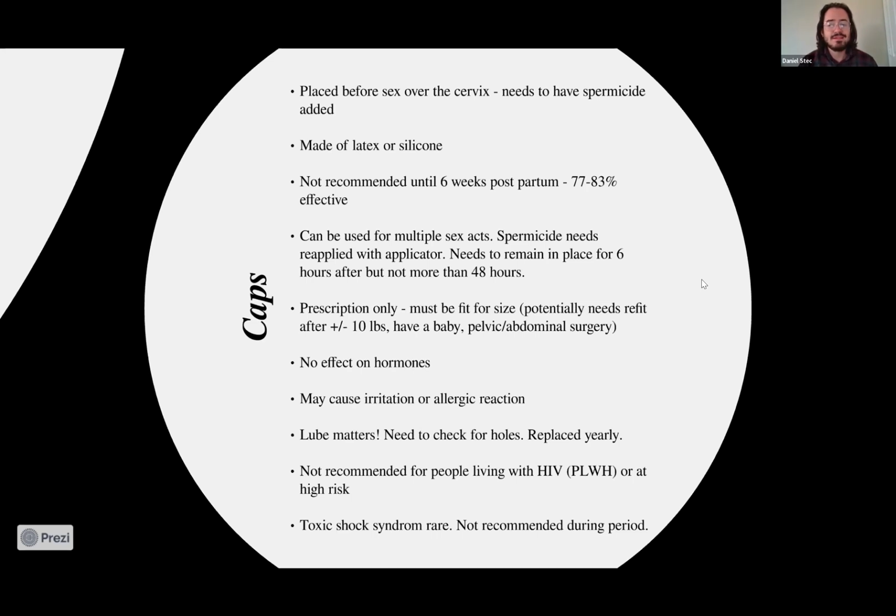Because of the size of it, it can be left in place longer than the diaphragm or the sponge. Again, have to be sized for fitting via prescription and have to be refit as well. Although they are a little bit more lenient with some of the changes because of where they sit in the body as compared to the diaphragm.